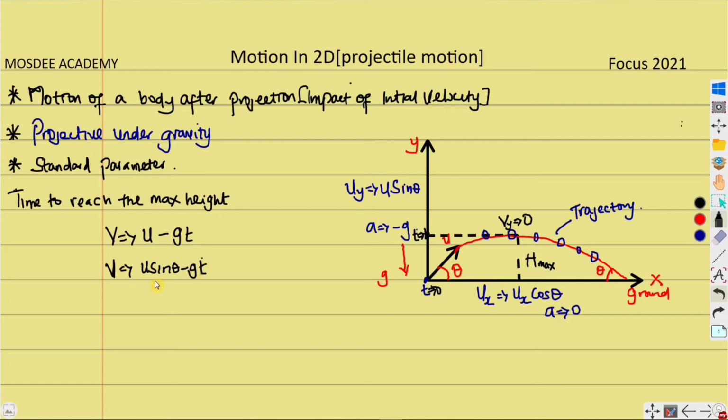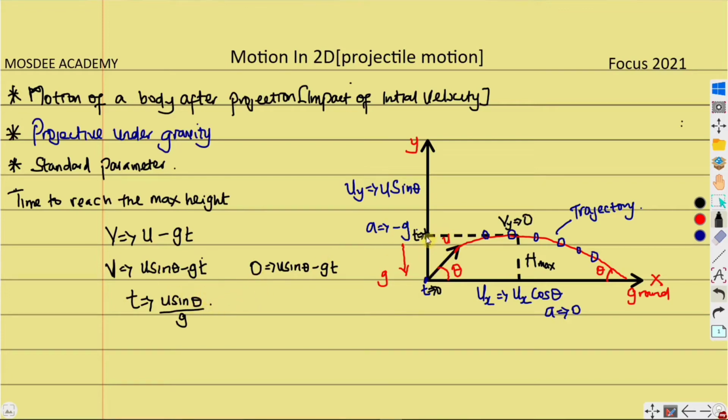So from here we can quickly say that the final velocity of the body is 0. So you can conclude here, my dear student, that 0 equals U sine theta minus GT. From here, we can make the formula for the time to reach the maximum height: time t equals U sine theta divided by G. This is the way we relate the time it takes a body undergoing parabolic motion or projectile motion to reach the maximum height.